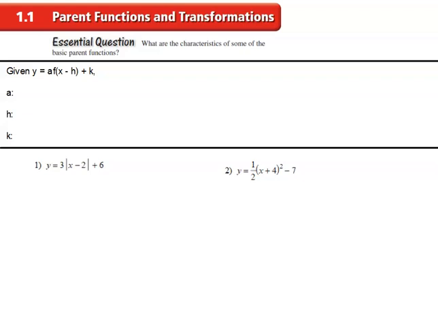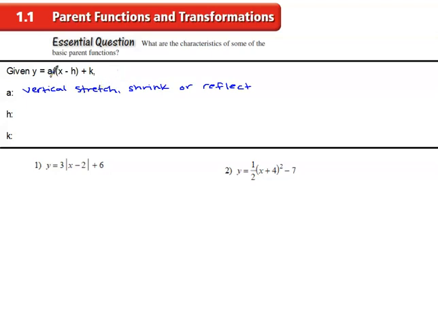To do a quick recap of the different effects of the various transformations on our parent functions, we have a, h, and k. A is anything we multiply by the front of our equation, and that is going to either vertically stretch, shrink, or if it's negative, it could reflect the graph.